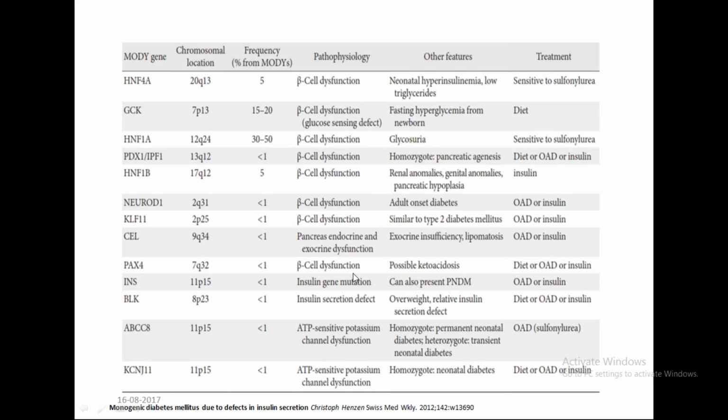and OAD or insulin is the treatment. Pax4, there can be possible ketoacidosis. Eighth, you remember exocrine. Ninth, you remember possible ketoacidosis. Along with that, treatment is diet, OAD, and insulin. Next, coming to the 10th, INS, same, you can give the oral antidiabetics or insulin. The last, ABCC8, 11, where you can give sulfonylurea for treatment. That will be sufficient. This is the thing you need to know about this.